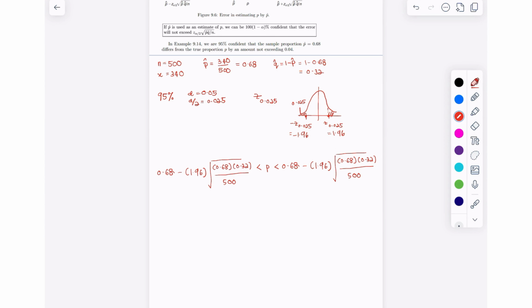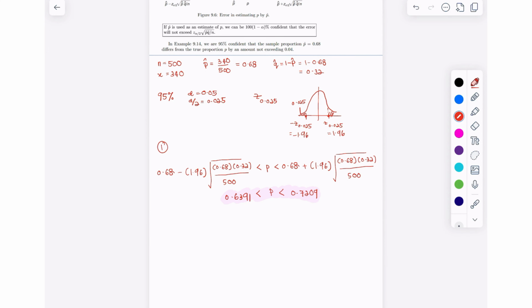Okay, so this is plus. So if you calculate, the P is in between 0.7209 and 0.6391. Okay, so this is the confidence interval, about 95% for the proportion. Okay, and this is by using the first method.